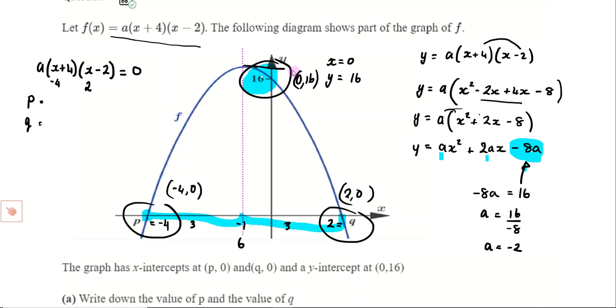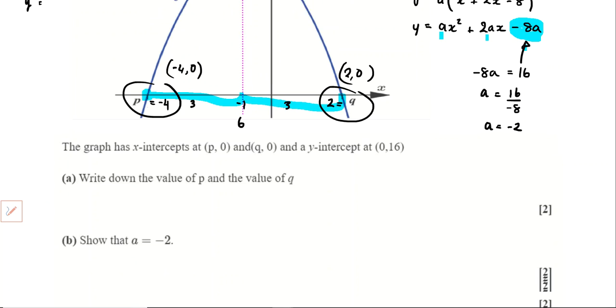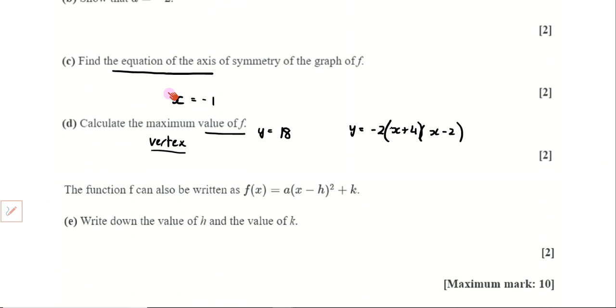What's the maximum value? 18. Now, you found it on your calculator by putting in maximum, I presume. But how could I do that if I didn't have the graph in front of me? Where does the maximum or the vertex lie? Which line? The axis of symmetry, yeah. And what do I know about the axis of symmetry? x is negative 1. It doesn't have a y value. It's x equals negative 1.